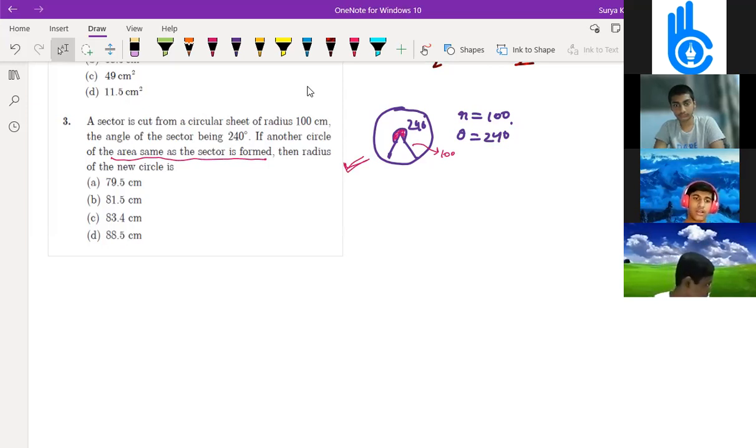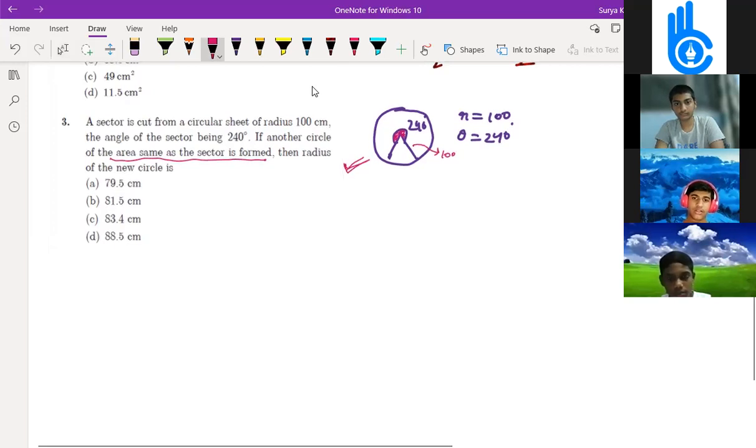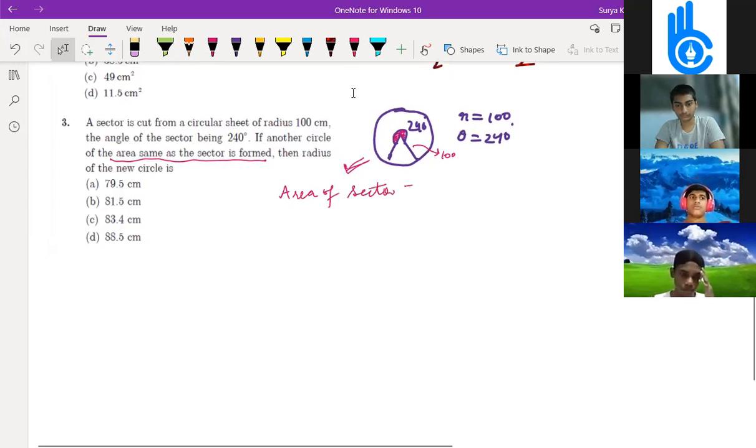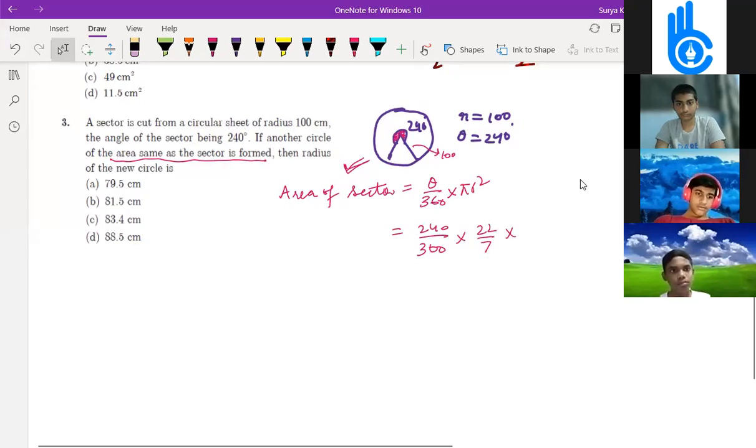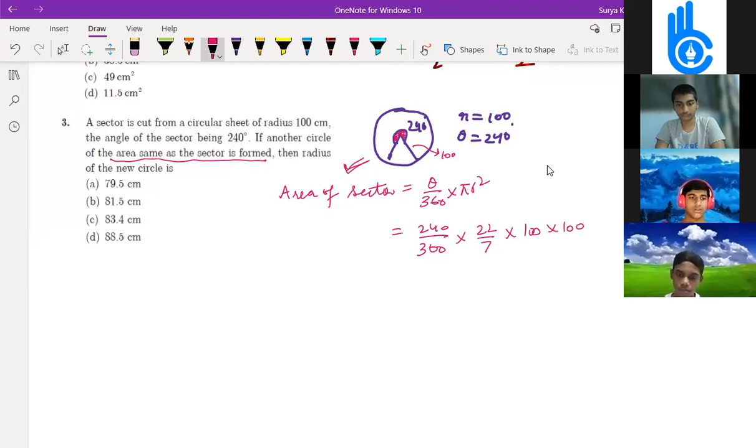So we have to first find the area of the sector. We'll go step by step. Area of sector is equal to 240 by 360 into pi 100 square. So 240 by 360 into 22 by 7 into 100 into 100. You can just put the value of pi as it is, because it will get cancelled in the next step. No 3.14, just put it as pi. In terms of pi we can take, because in the next step it will get cancelled.